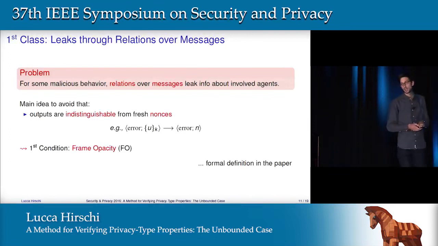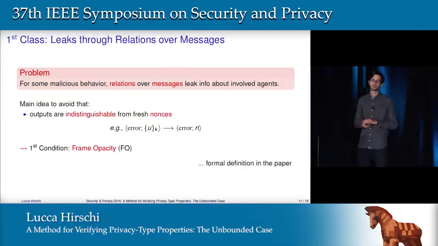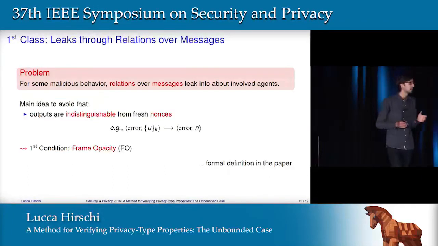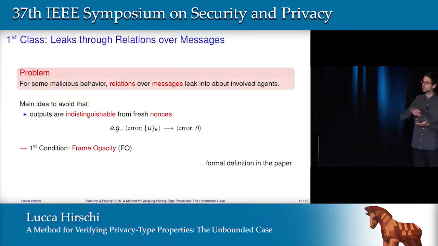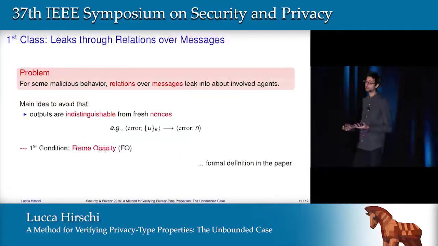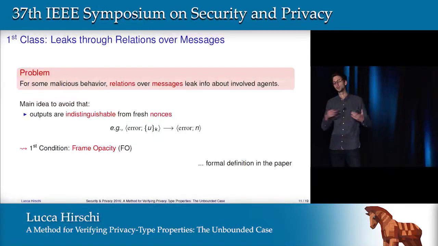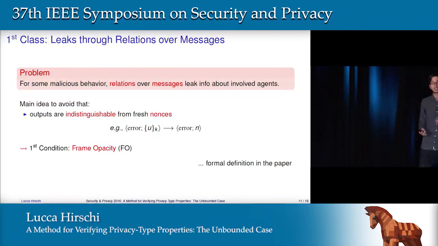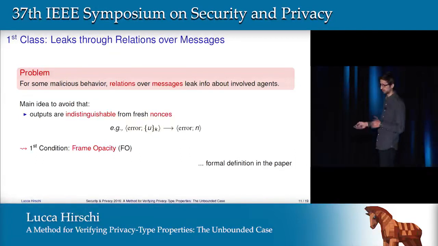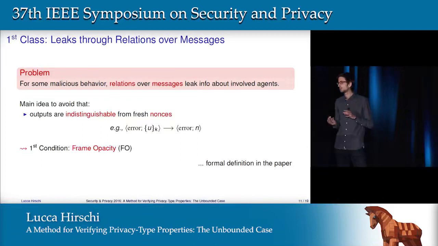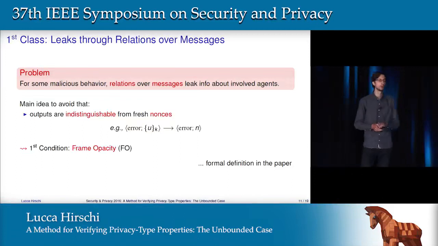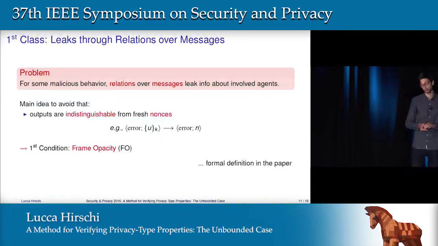And our main idea to avoid that is basically to require that outputs are indistinguishable from fresh nonces. So, for example, if the protocol outputs a pair of an error message and a ciphertext, then we will check that this message is indistinguishable from a pair of the same error message, but with a fresh nonce instead of the ciphertext. So basically, we require that there is no relation at all in the output of the protocol, so no leak of this sort from the protocol. And this is roughly the main idea behind our first condition called frame opacity. And you can find a formal definition in the paper.